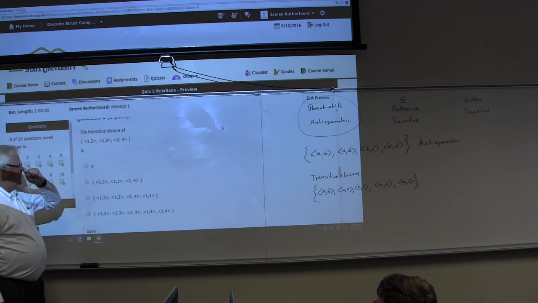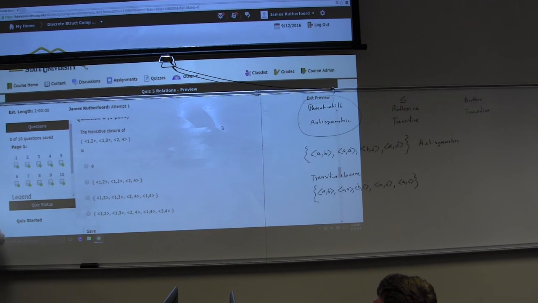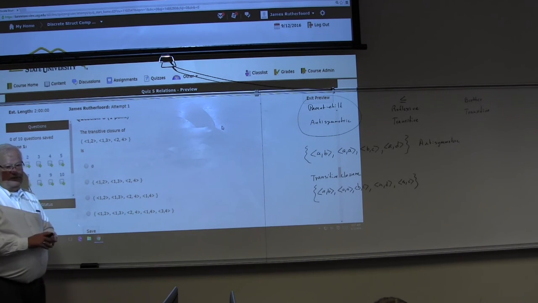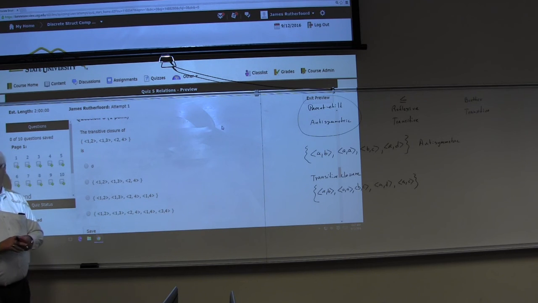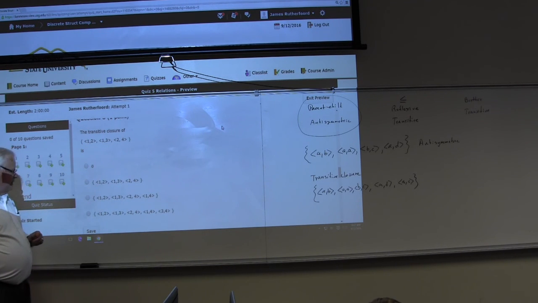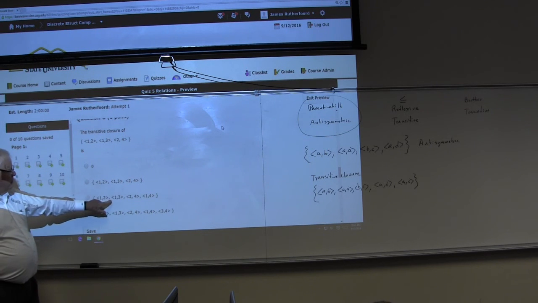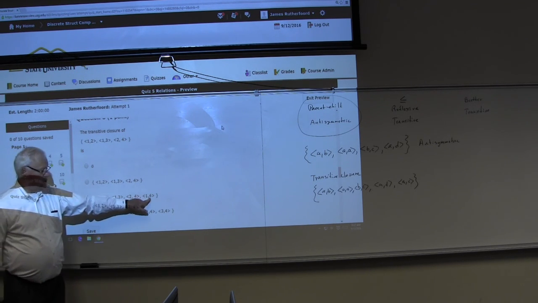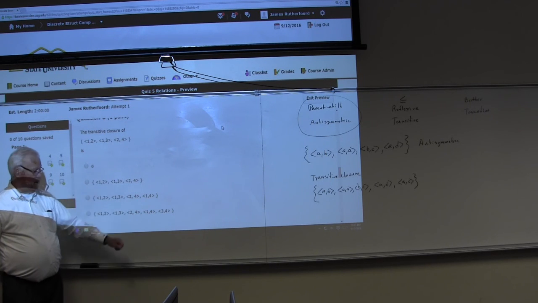Now remember what we did for transitive closure? We add the minimum we needed to now make it transitive. So what do I need to add to this to make it transitive? 1, 4. Everybody see that? It's got to be the first and the last. So it's 1, 4. So here's 1, 2, 1, 3, 2, 4. That's what's already there. And here's the 1, 4 added.